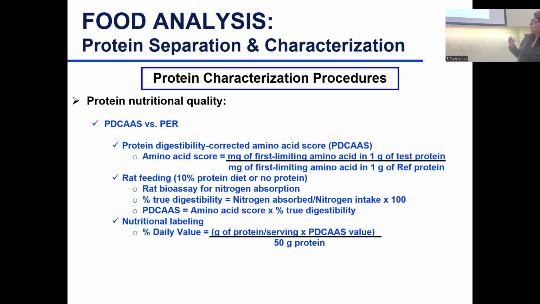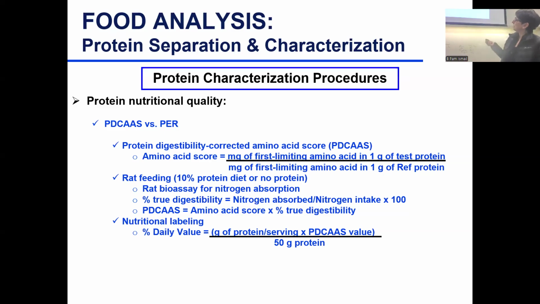So what you do is you have rats that you feed your protein, and another group that you feed the reference protein. Then you measure nitrogen in the stools. So you know the nitrogen intake, and then you measure nitrogen in the stool, so you know how much nitrogen is absorbed. You calculate percent digestibility, or a score of 0 to 1.